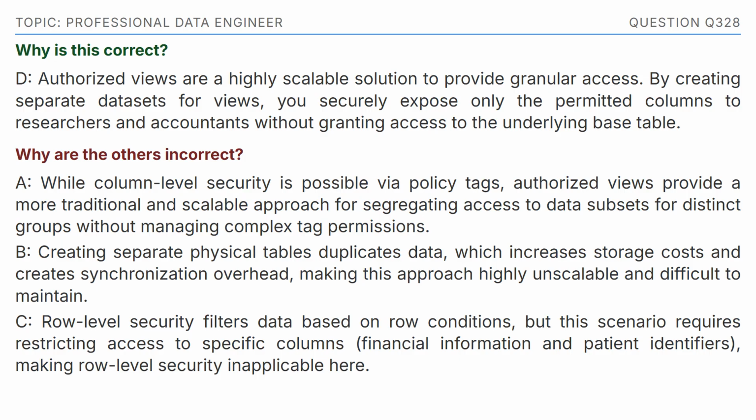B. Creating separate physical tables duplicates data, which increases storage costs and creates synchronization overhead, making this approach highly unscalable and difficult to maintain. C. Row-level security filters data based on row conditions, but this scenario requires restricting access to specific columns, financial information and patient identifiers, making row-level security inapplicable here.